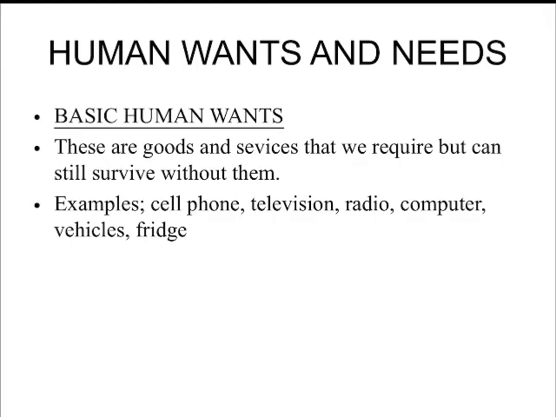Human wants and needs. What are basic human wants? So these are goods and services that we require but can still survive without them. So examples of these are a cell phone, television, a radio, a computer, vehicles, and a fridge. So when we talk about wants, we talk about requirements which a person may want but can still survive or can still live without them.